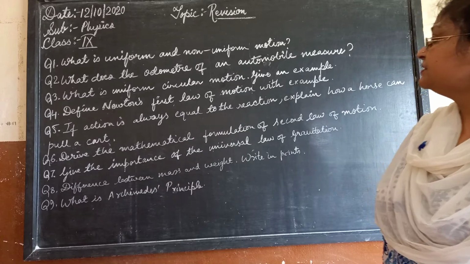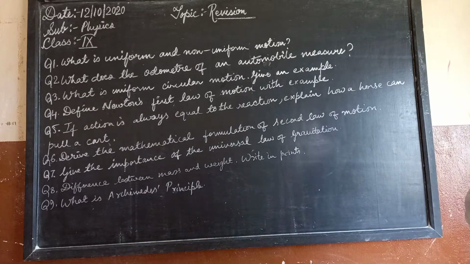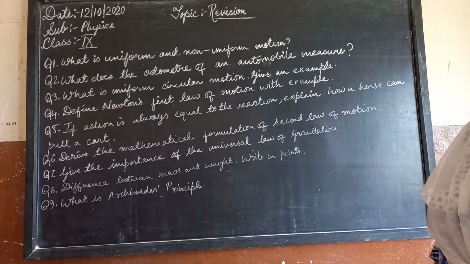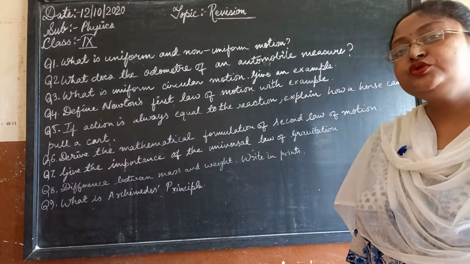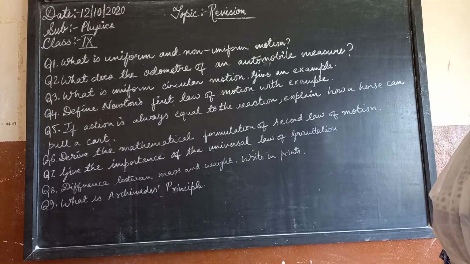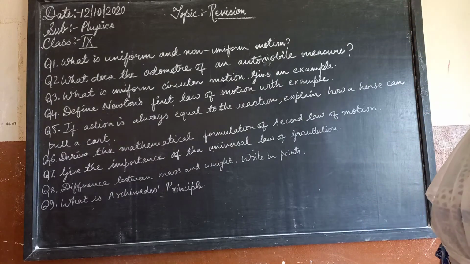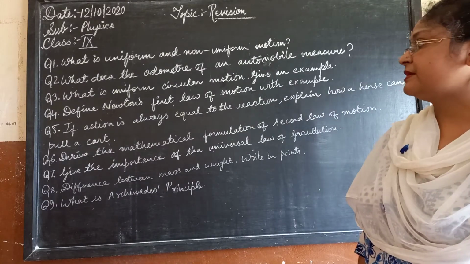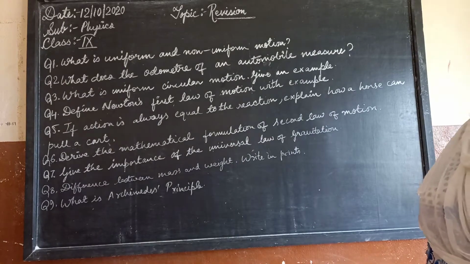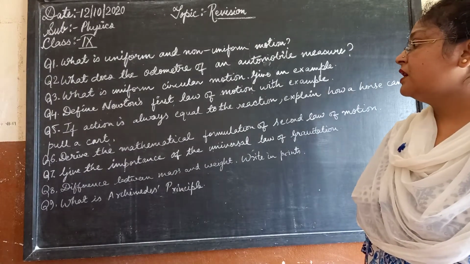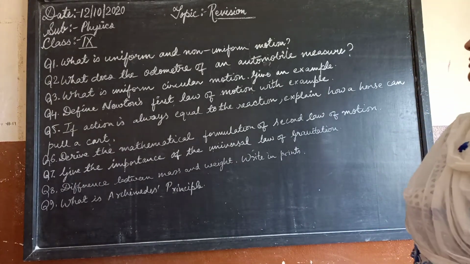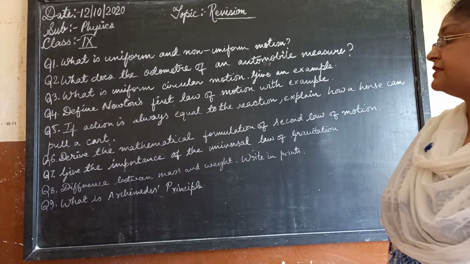Now define Newton's first law of motion with an example. Newton's first law of motion states that an object in motion will continue to be in motion, and an object at rest will continue to be at rest, until and unless an external force acts on it. We can give an example of a carpet being dusted with a duster.